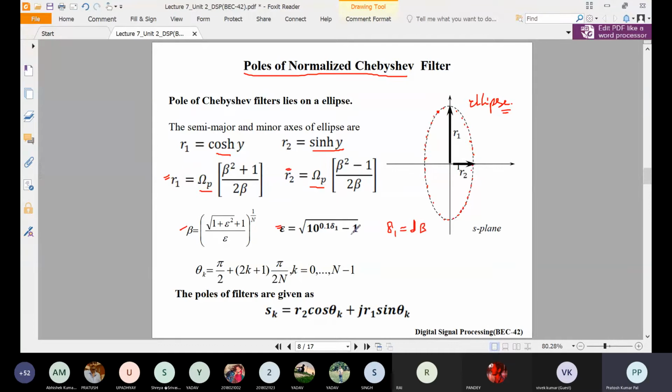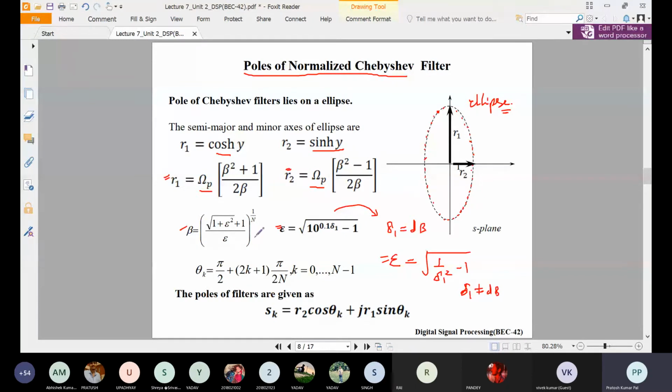If delta 1 is given in dB, epsilon value will be this, or epsilon value is given like this: epsilon value could be either 1 by delta 1 square minus 1. This is when delta 1 is not in dB. So if delta 1 is not in dB, then this formula will be used. If delta 1 is in dB, this formula will be used for calculation of epsilon value. So by using epsilon value, we will be finding out the beta. By beta, we can get the value of R1 and R2.